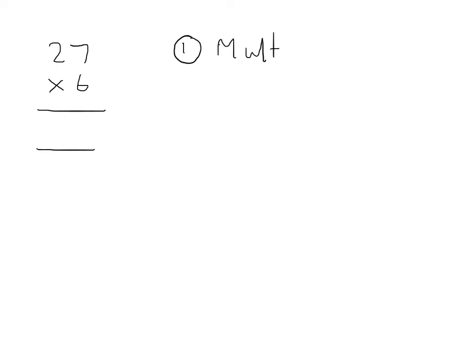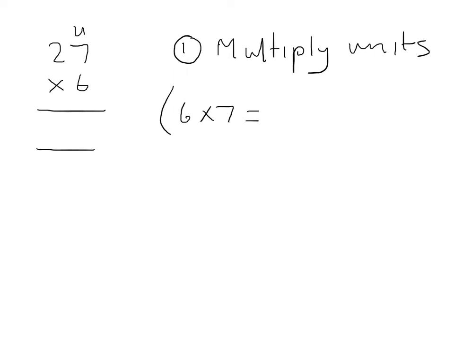Okay, the next strategy we're going to look at today is multiplication with a vertical layout, and we're carrying today as well. So if we were looking at the problem of 27 multiplied by 6, the first step, step number 1, is to multiply my units. Now here in my units column I've got 7, I'm multiplying by 6, so 6 multiplied by 7 is 42.